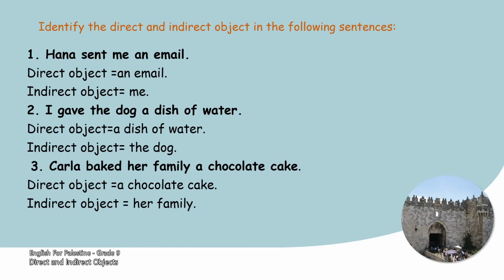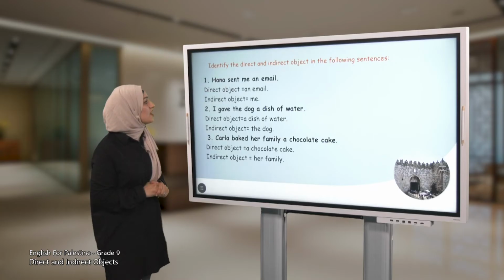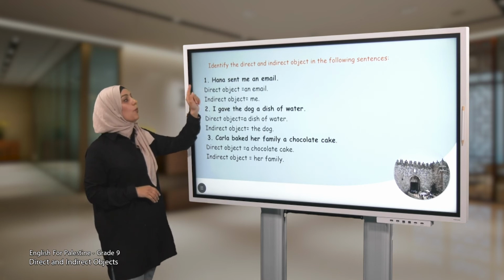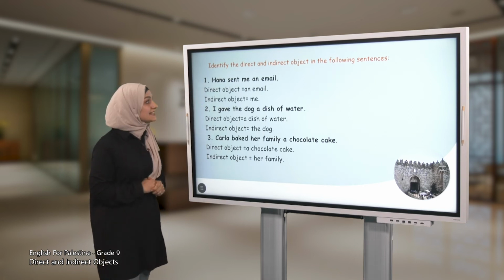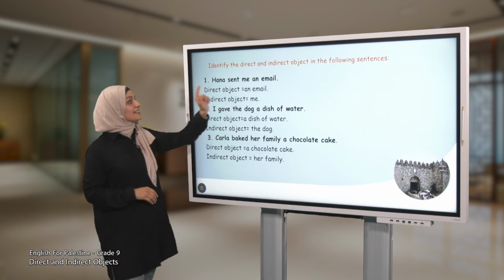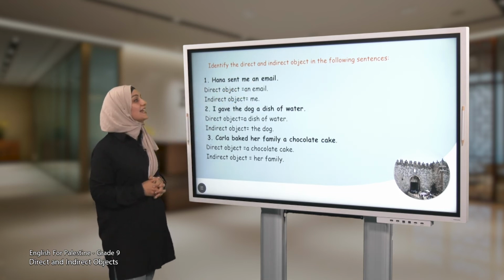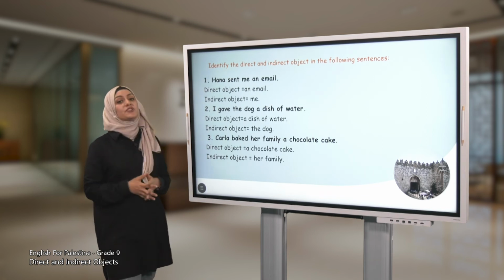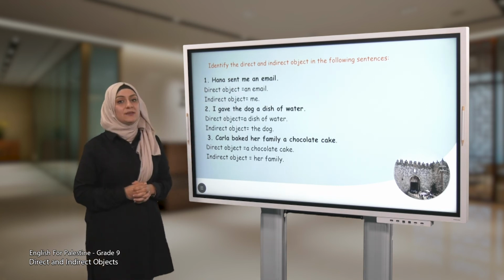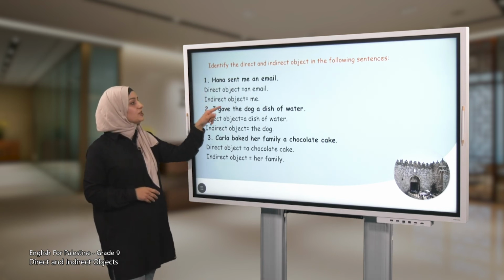1. Hannah sent me an email. To help you answer this question, please remember to ask the question, what did Hannah send? Or the other question, to whom did Hannah send the email? Okay, if we ask the first question, what did Hannah send? We get the direct object, and that is an email. The other question, to whom did she send the email? We get the indirect object, and that is me.